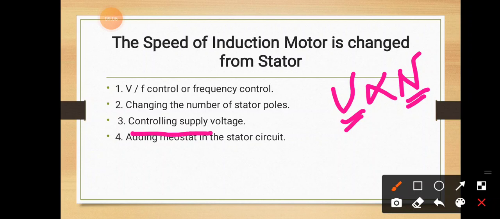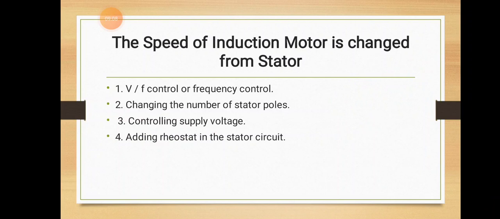Next one is adding the rheostat in the stator circuit. That is your regulator in a fan. Adding a rheostat will cut the current flowing into your circuit. So when you reduce your current, the speed of the machine will get reduced. In the next classes I will discuss these one by one, how each actually performs. This is some introduction, to give the basic concepts.